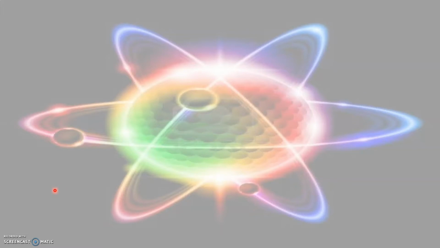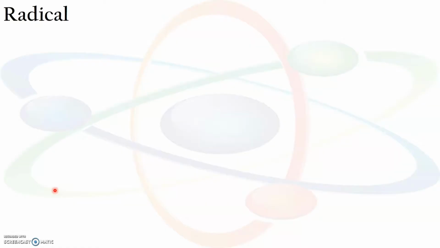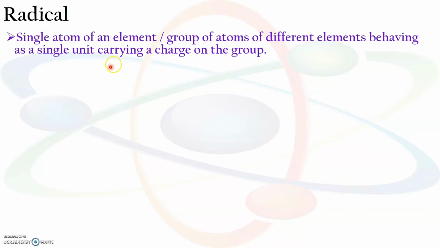So far in this chapter we have learned about atoms and molecules in detail. So now let us go on to see what is a radical. As we have already learned in the beginning of this chapter, a radical is a single atom of an element which behaves as a single unit carrying a charge on the group, or it can be a group of atoms of different elements which behaves as a single unit which carries a charge on the group, that is either a positive charge or a negative charge.